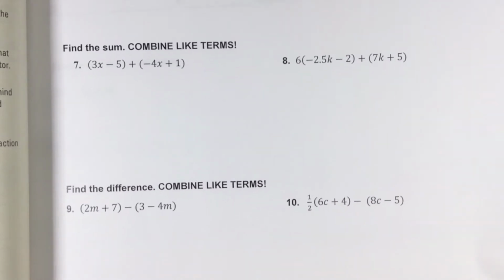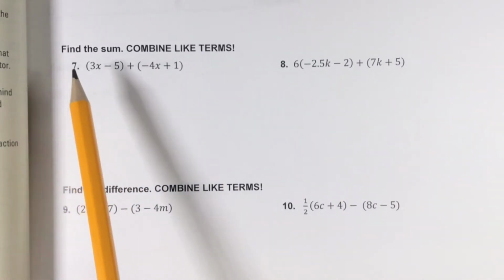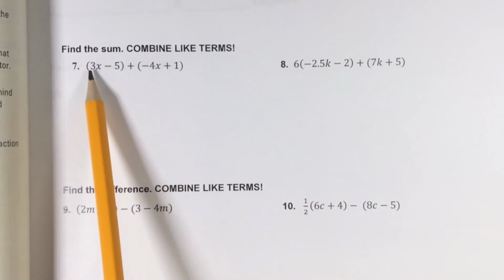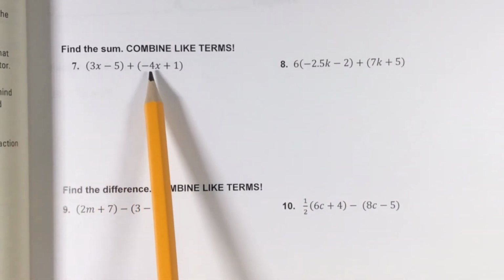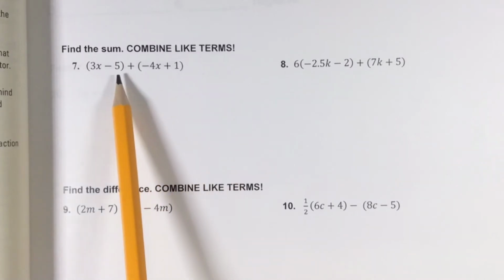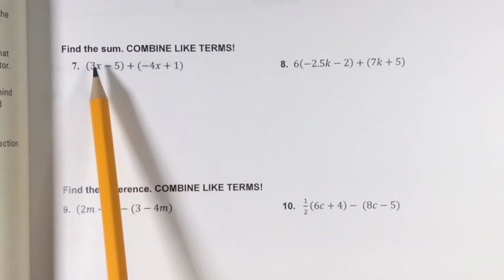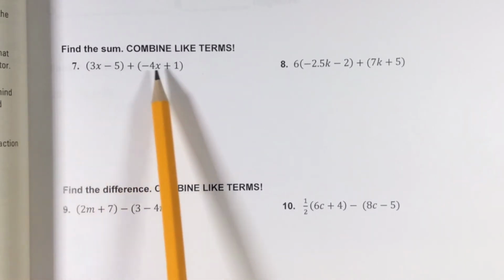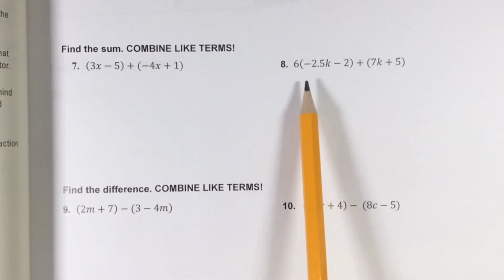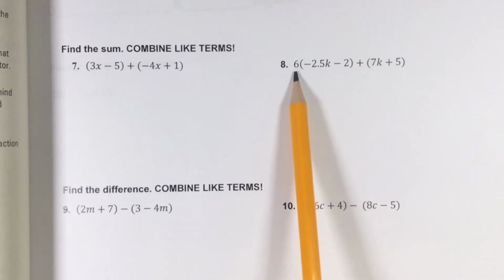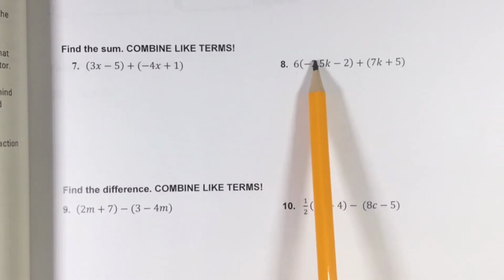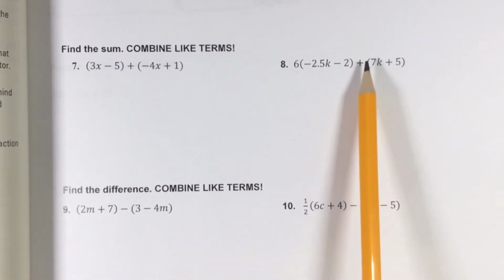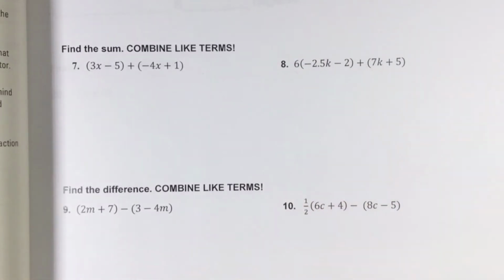For number 7 and 8, we're adding the expressions here. So it's 3x minus 5 plus negative 4x plus 1. Because we're adding and there's nothing to distribute, you can just combine the like terms here. For number 8, there is something to distribute here. So remember, you'll multiply each term inside by 6. Then you'll combine like terms. There's nothing to distribute out here.